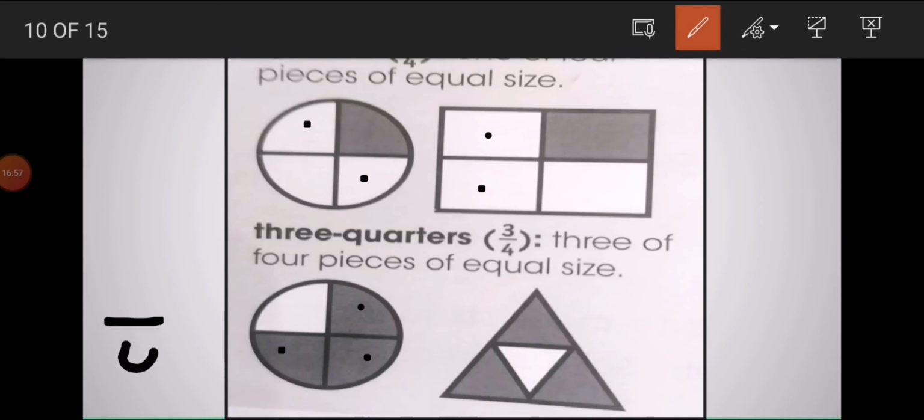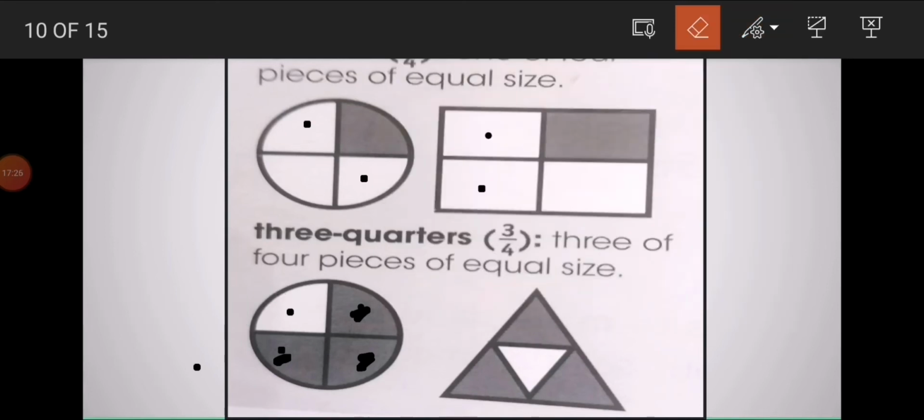Draw a line. We write the total number down. 1, 2, 3, 4. And how many are colored? 1, 2, 3 are colored. So 3 is the numerator. 4 is the denominator. So 3/4 is the colored fraction here. And the 1 which is uncolored is 1 out of 4. We can say 1/4 is uncolored. This is 1 quarter, and 3/4 are colored.